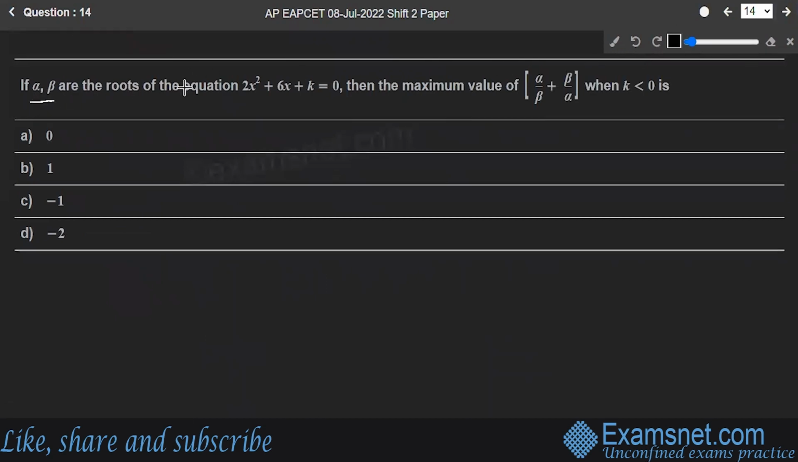Alpha and beta are the roots of this equation. Then the maximum value of alpha upon beta plus beta upon alpha when k is a negative number is. So you are given that alpha and beta are the roots of the equation 2x square plus 6x plus k is equal to 0. If alpha and beta are the two roots, so the sum of the roots is given by minus b upon a and the product of the roots is given by c upon a.